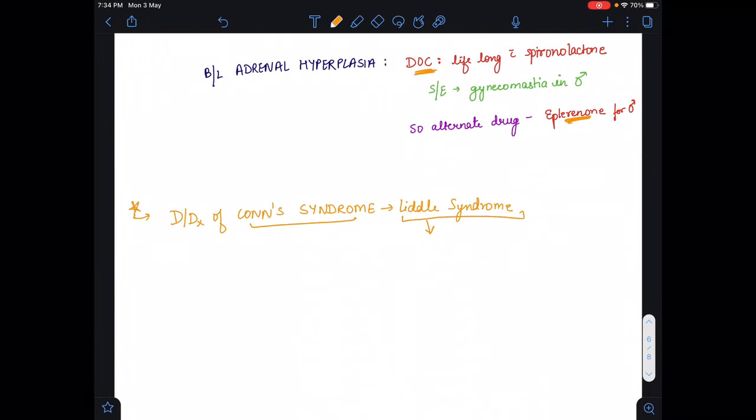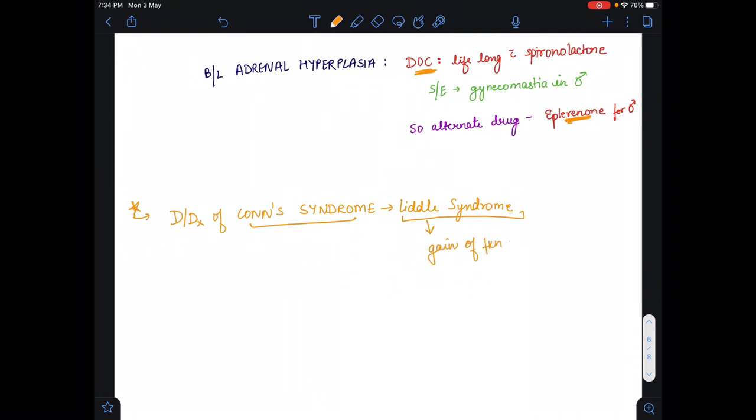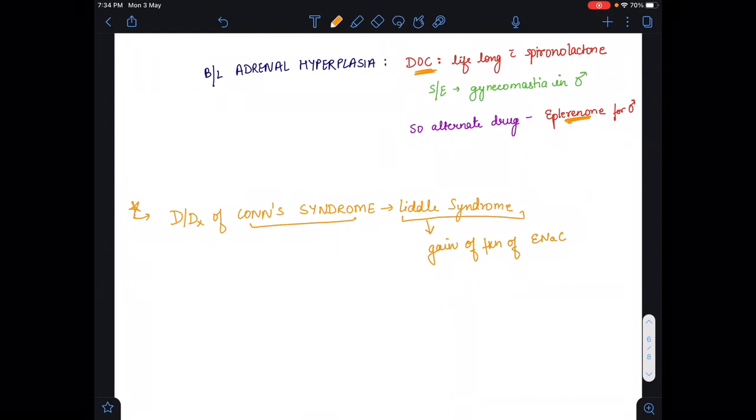So in this, the gain of function of the epithelial sodium channel, so there is a defect in the epithelial sodium channel that exhibits a gain of function, due to which the patient also develops the same features as Conn syndrome. And in the treatment of Liddle syndrome, we give the drug which blocks this epithelial sodium channel, and that is amiloride. So in this, the drug of choice is amiloride.